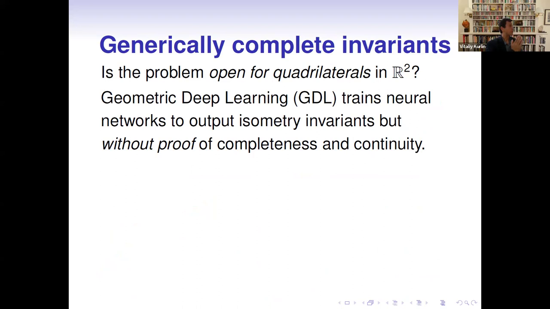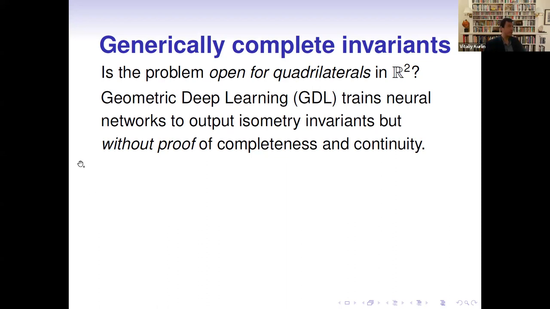Is the problem open for four points? I mean, an invariant satisfying all these conditions: completeness, continuity, computability, and most importantly, a geographic-style map showing the space of quadrilaterals.